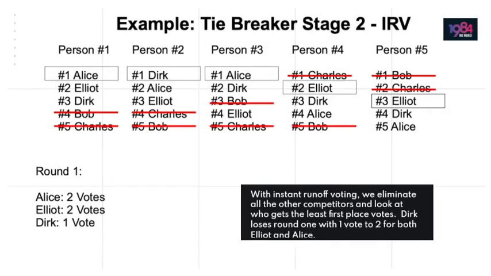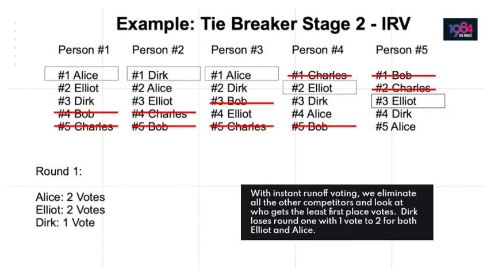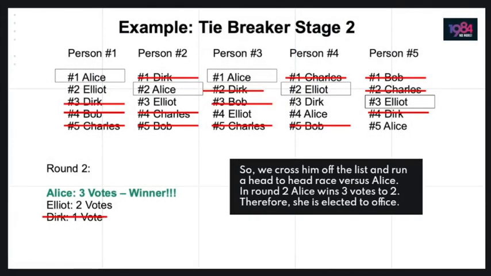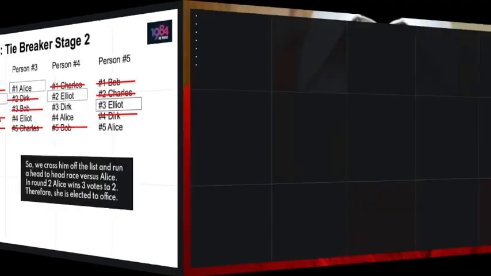With instant runoff voting, we eliminate all the other competitors and look at who gets the least first place votes. Dirk loses round 1 with 1 vote to 2 for both Elliot and Alice. So, we cross him off the list and run a head-to-head race versus Alice. In round 2 Alice wins 3 votes to 2. Therefore, she is elected to office.